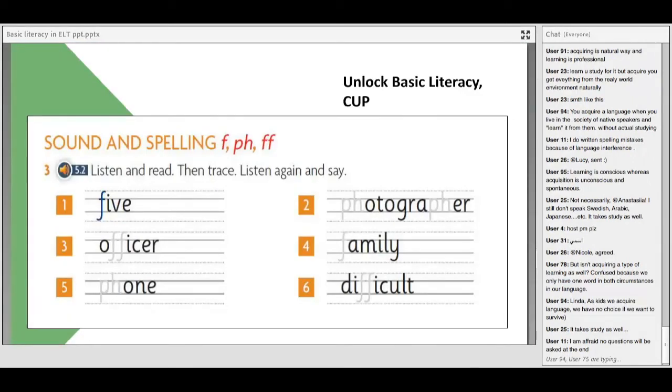Sounds and spelling. This is another important part of literacy. This is from the Unlock Basic Literacy book. Now, in this, they listen and read and trace letters.